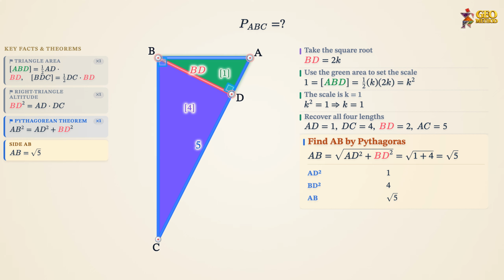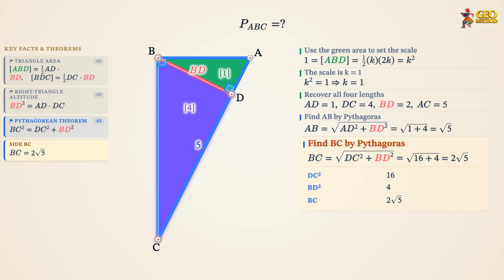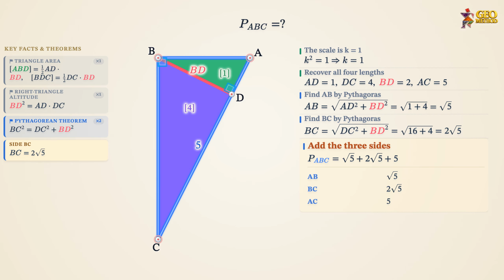By the Pythagorean theorem, segment AB squared is 1 plus 4, so segment AB is the square root of 5. The purple triangle BDC also has a right angle at D, with leg segment DC equal 4 and segment BD equal 2. So segment BC squared is 16 plus 4, which is 20, and segment BC is 2 square root of 5. Now add the three sides.